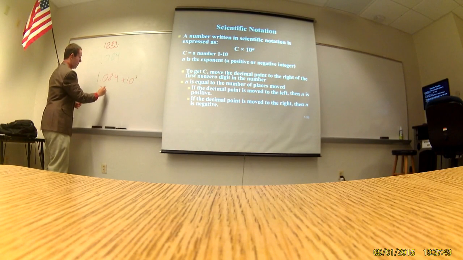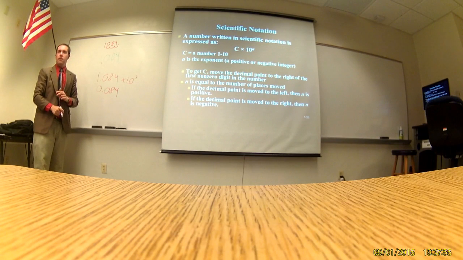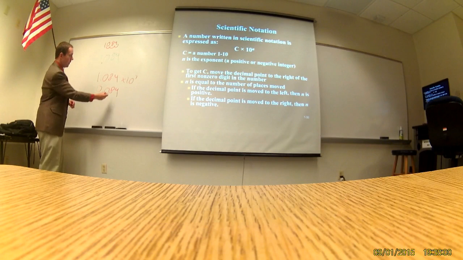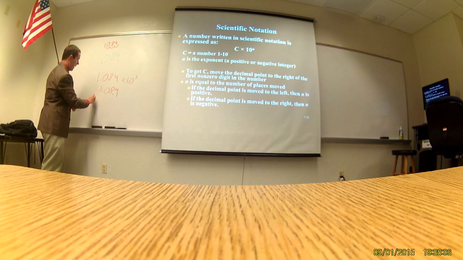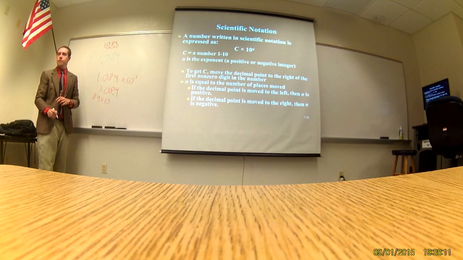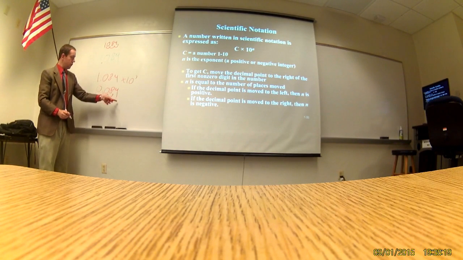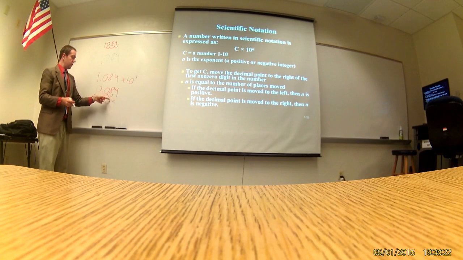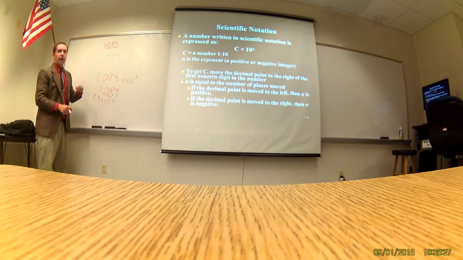So if I have 0.084, where does my decimal point have to end up? Between the 8 and the 4. To the right of the first non-zero. So I have 8.4 times 10 to the what? Negative 2. I went 1, 2 to the right. So it's 2, and I went to the right. So it's negative 2. That is scientific notation for that.